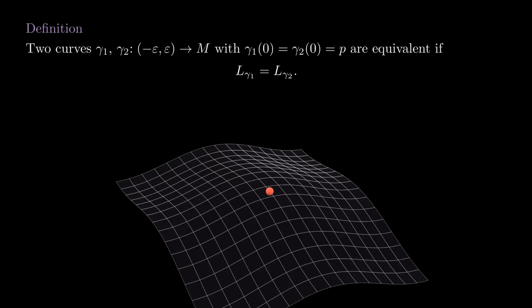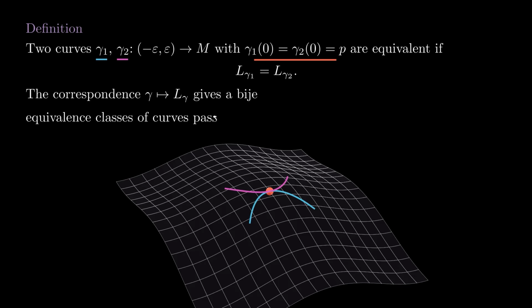Now we say that two curves gamma 1 and gamma 2 are equivalent if their associated derivations are the same, meaning L_gamma1 equals L_gamma2. It turns out that all derivations at P have this form, so the map that sends gamma to L_gamma gives a natural bijection between the set of equivalence classes of curves at P and the set of derivations at P.